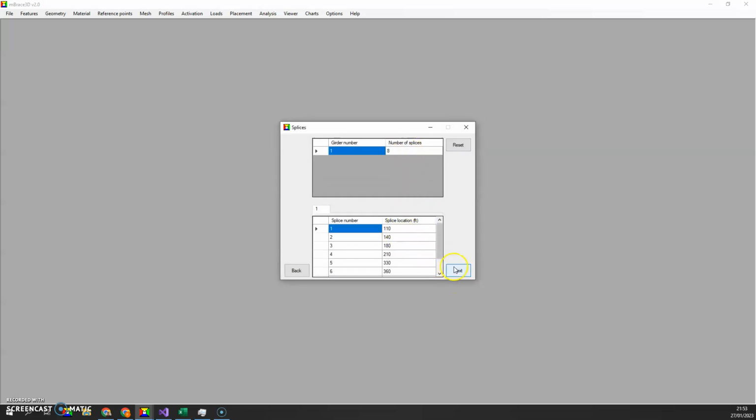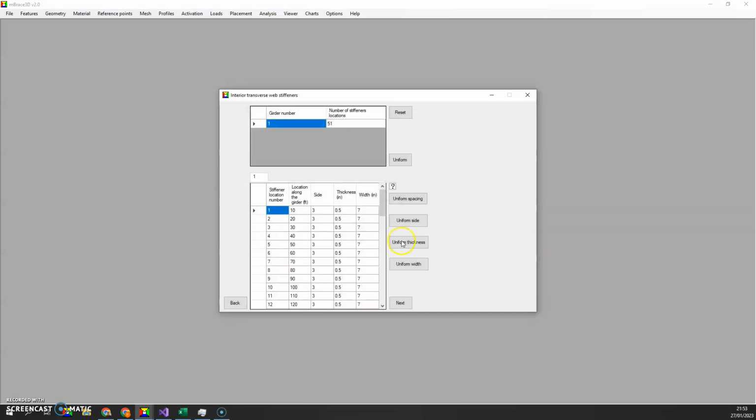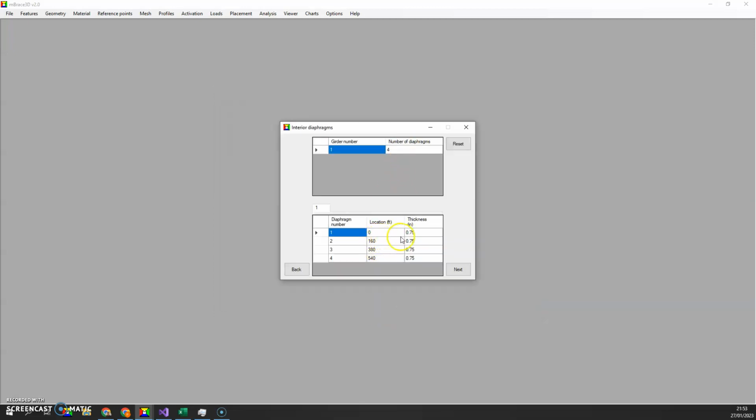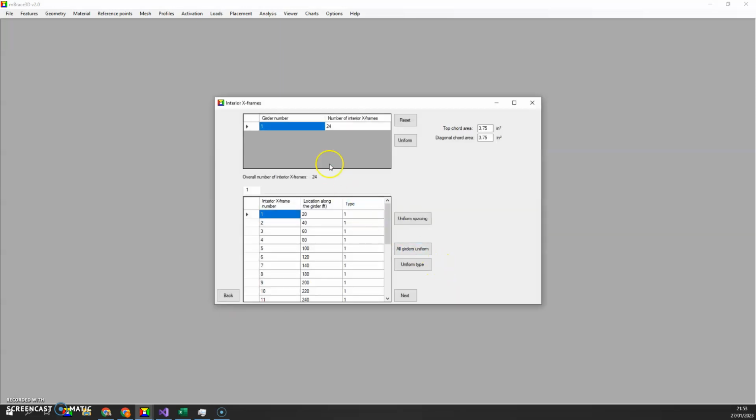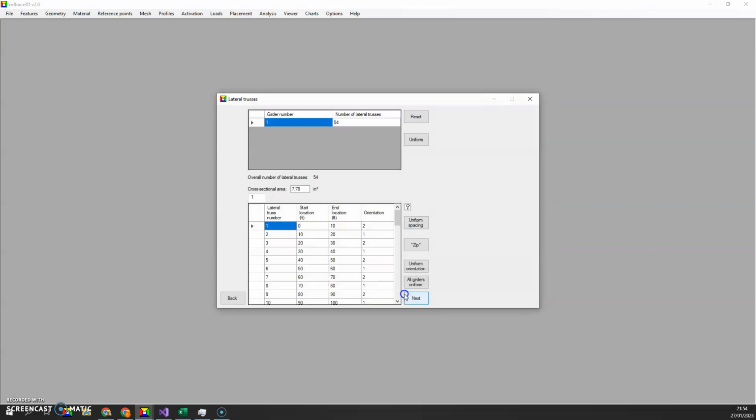This is where I define the splices or transitions. I've got 51 stiffeners along the tub. 3 means that there's a stiffener on both the left and right web. I've got 4 interior diaphragms at the ends and at the third points. I've also got 24 interior cross frames, which are uniformly spaced at 20 feet along the bridge.